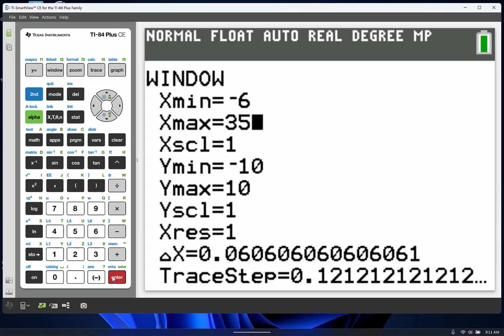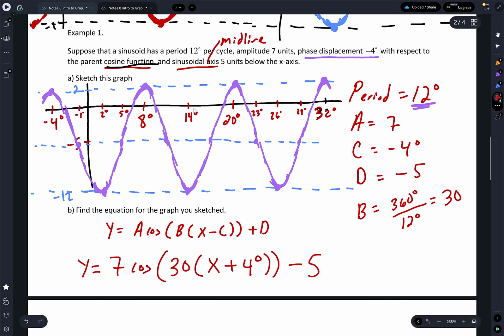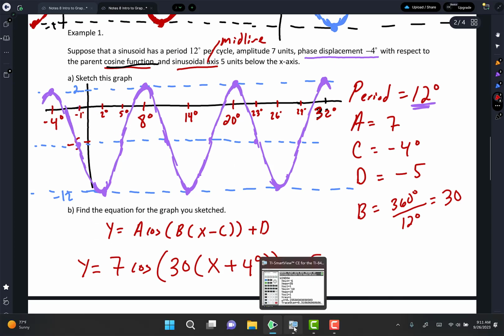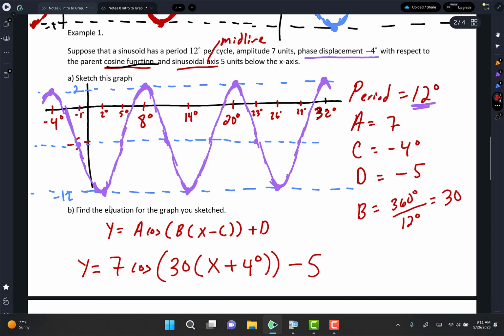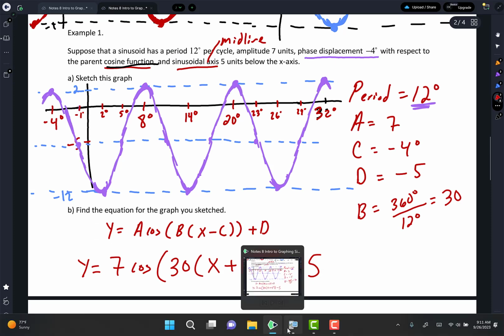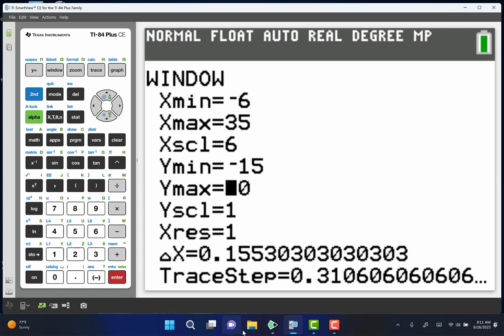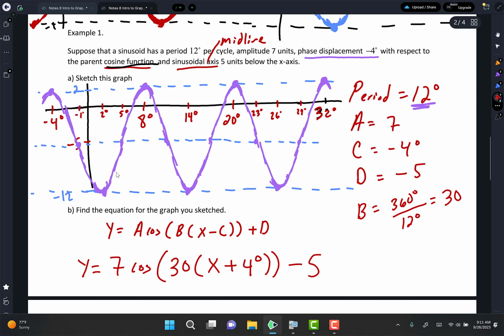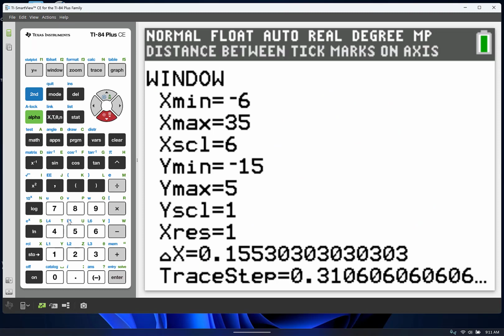35. X scale, well, let's see. We can go by 5 or by 6. Let's go by 6. Y min, the smallest Y value I have is -12, so let's go a little bit below that. -15. And then Y max, the biggest Y value I have is 2, so let's go a little bit above that, so like 5. Y scale, maybe go by 5. That way we don't have so many hash marks.